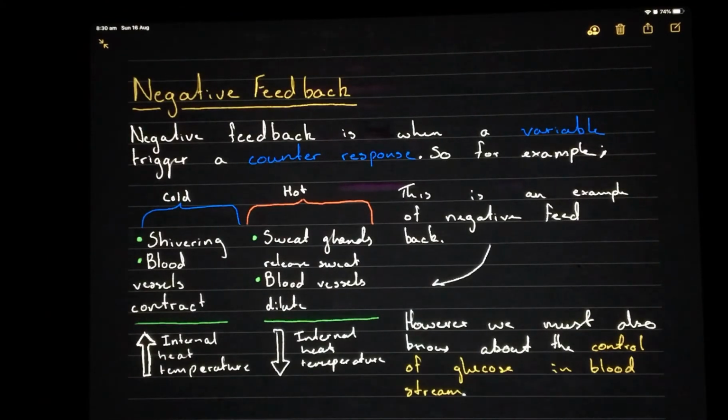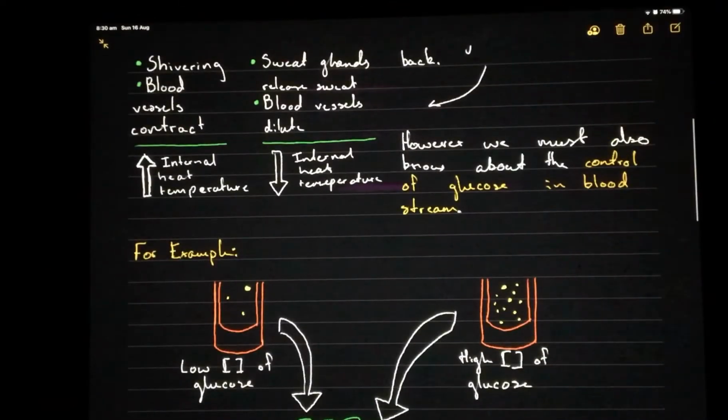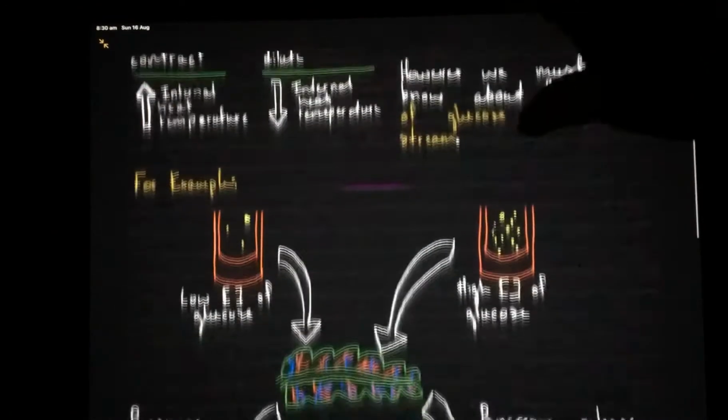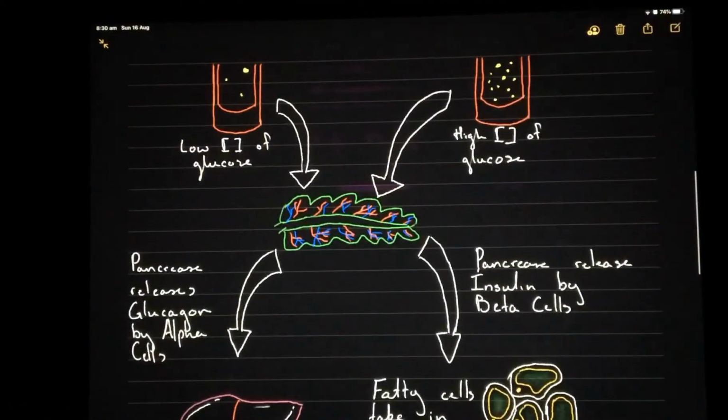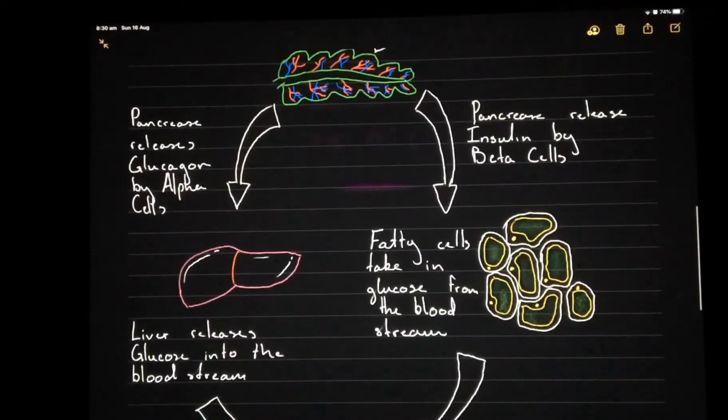However, it gets a bit more complicated. One of the other things that you need to understand is the control of glucose in the bloodstream. So for example, let's say you have a low concentration of glucose. The blood will go through the pancreas. The pancreas acts as a metal detector, so to speak, and it detects the fact that you don't actually have a lot of glucose in your blood.